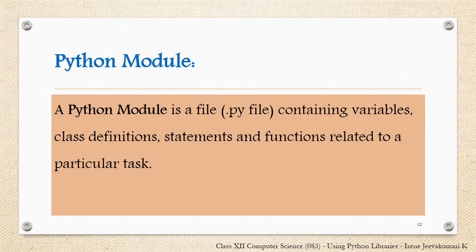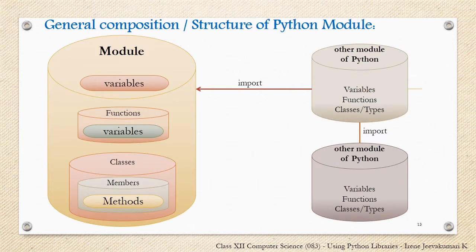Let us define a Python module. A Python module is a file, or just a .py file, containing variables, class definitions, statements and functions related to a particular task. General composition or structure of a Python module. In this figure, the combination of some modules is given. Let us consider this module first. This module contains objects and variables. It has functions. These functions may contain variables in them. And also it has classes. These classes may contain members and methods of their own.